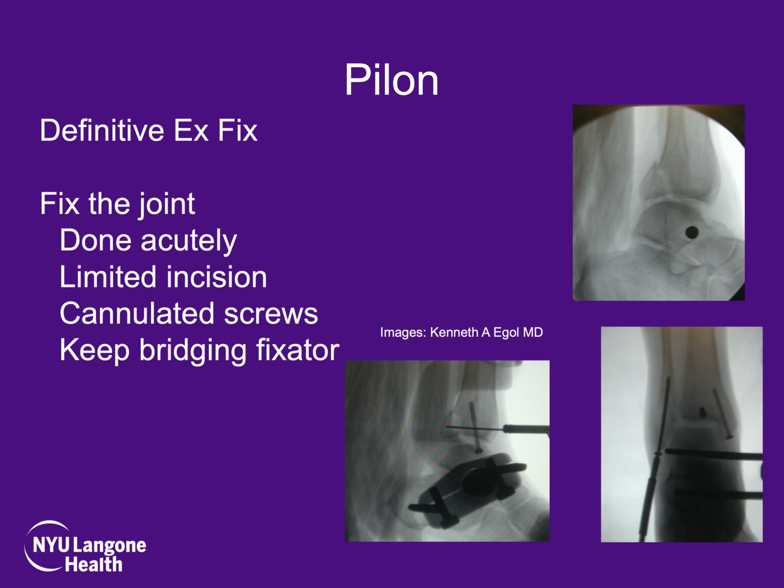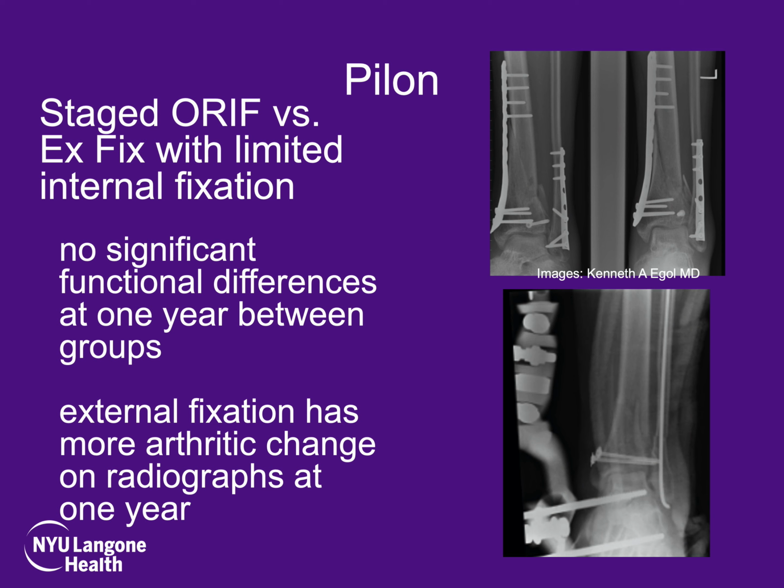The concept here is to distract the joint, get an indirect reduction, use limited incisions to disimpact articular segments, and use cannulated screws to fix the joint. The bridging external fixator is maintained for 2 to 3 months and allows for motion while the articular surface is healing. In comparison of ORIF versus external fixation with limited internal fixation, studies have demonstrated no differences at 1 year between groups, although in the external fixation groups there is more evidence of radiographic arthritic change.